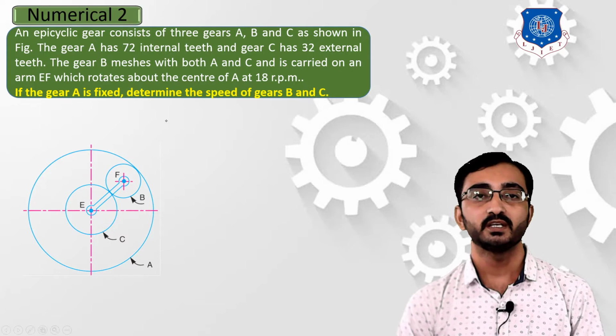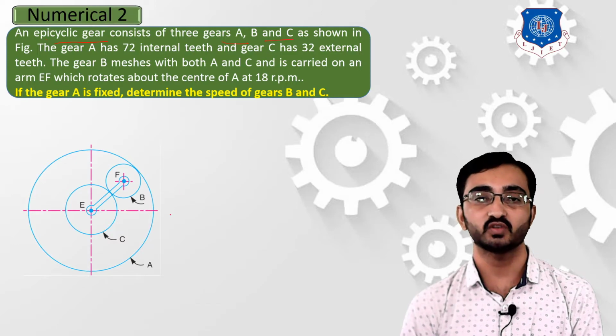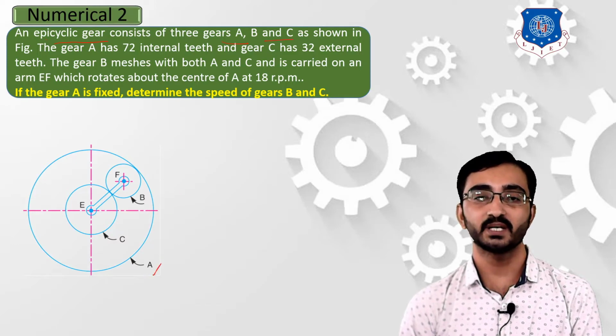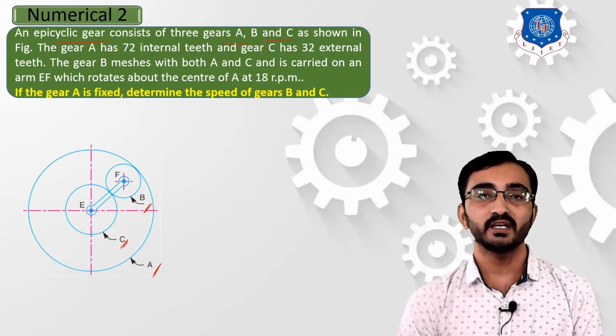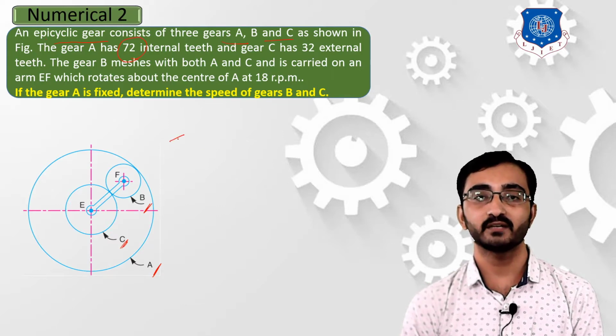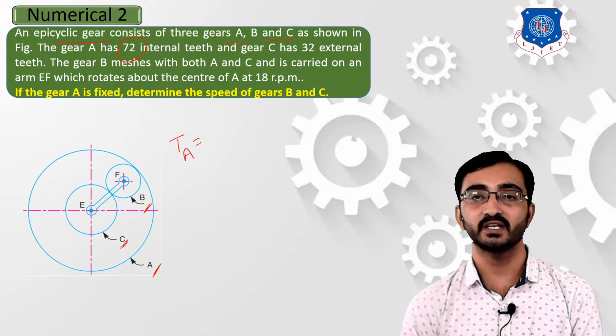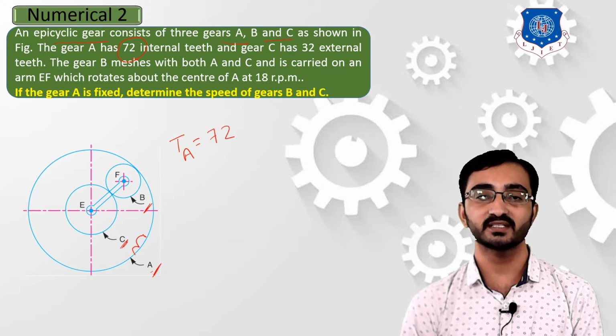In this assembly, the epicyclic gear consists of three gears, A, B and C, as shown in the figure. In this diagram you can see it is made up of mainly three gears: gear A, gear B and gear C. The gear A has 72 internal teeth. So the first data given is that the number of teeth of gear A is equal to 72, and in this diagram gear A is a ring gear, so it has internal gear teeth.